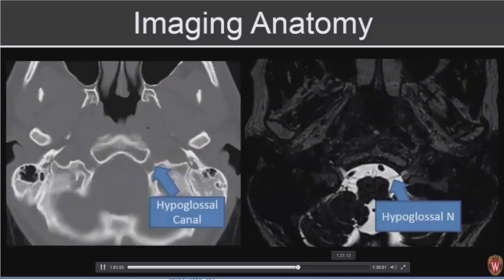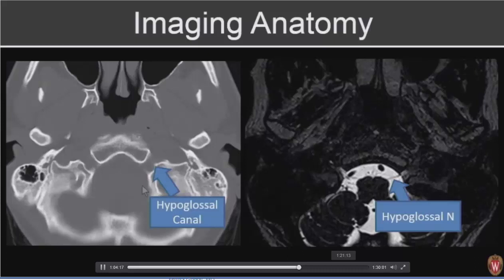So now, as we've learned in our first two talks, CT and MR are often very complementary in looking at this pathology. And so looking at the anatomy, it's really important to be familiar with the anatomy both on CT and MR. And on CT, we're going to see the canal, and on the MR, we're going to see the nerve or the structure that passes through that canal.